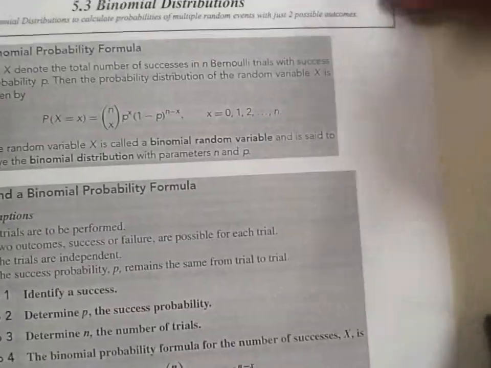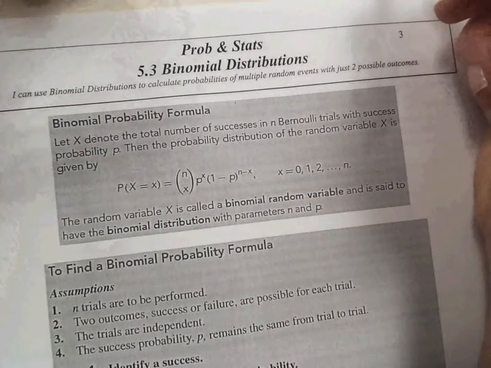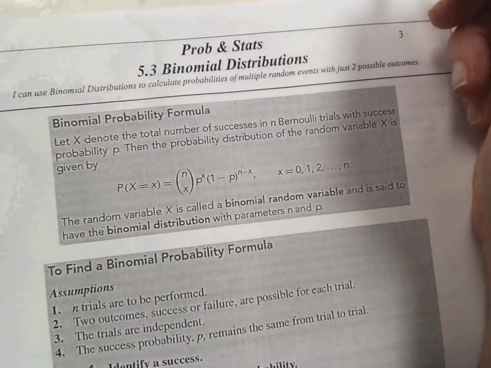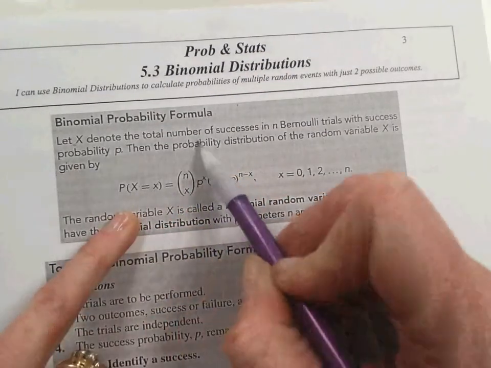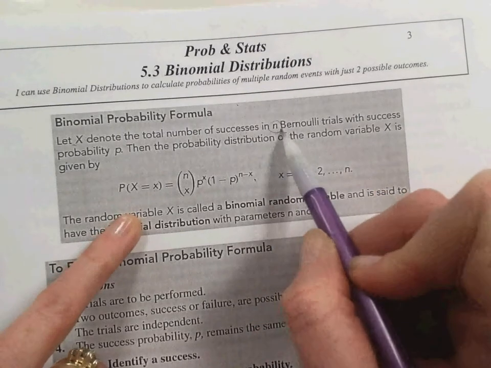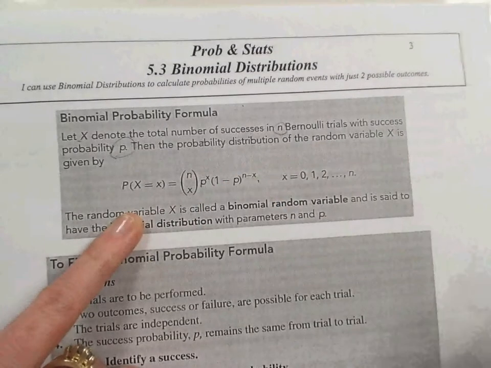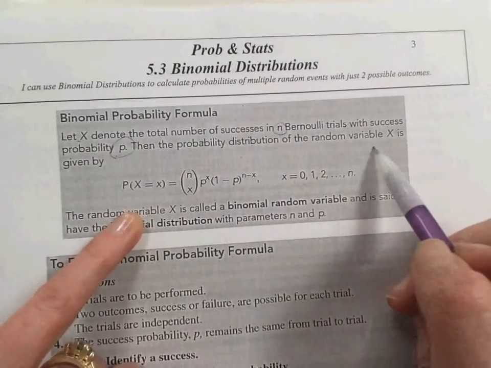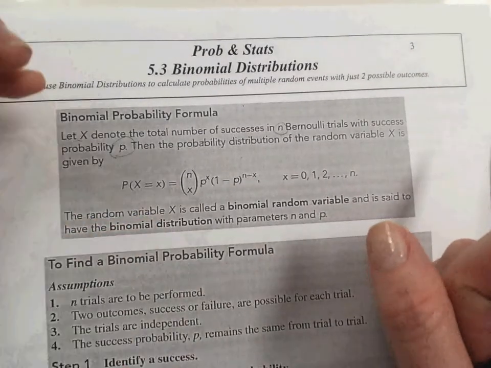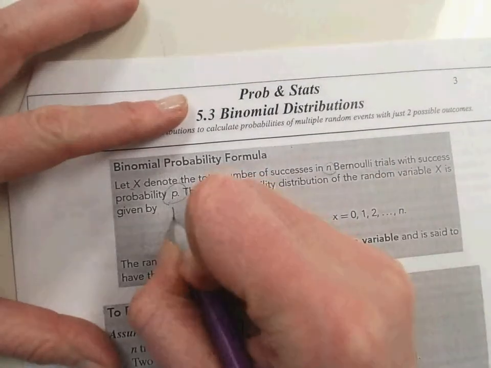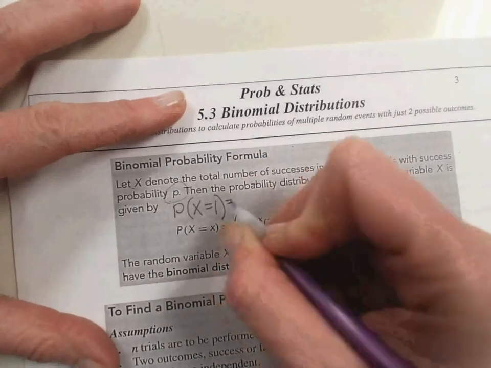This is our probability distribution. So we're going to flip the page over here, and there's actually a way to do this a little more quickly using a formula called the binomial probability formula. We know X denotes the total number of successes in n Bernoulli trials, with success probability p, all stuff that we just did in the previous question. And then the probability distribution of the random variable X is given by this whole thing, which makes more sense when you put it in context. So we'll write it out for one that we just did.